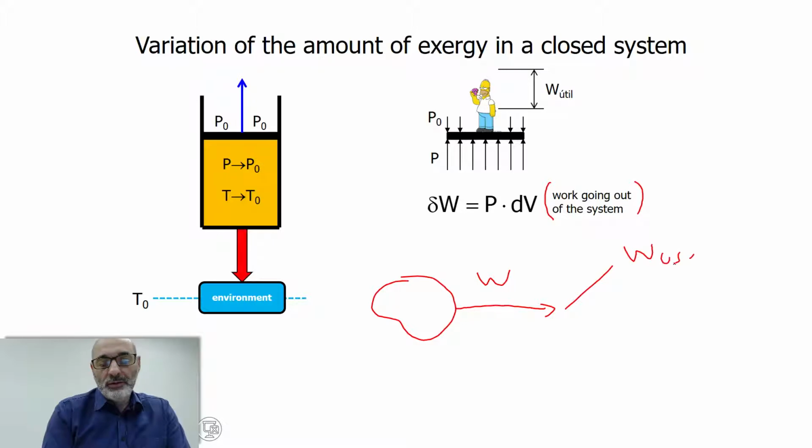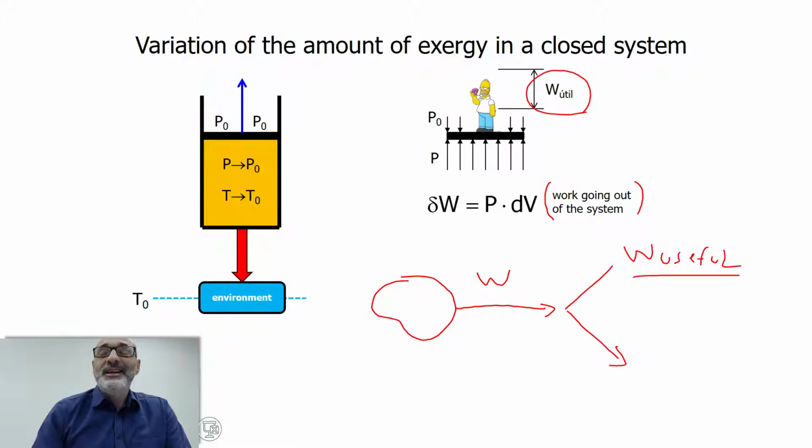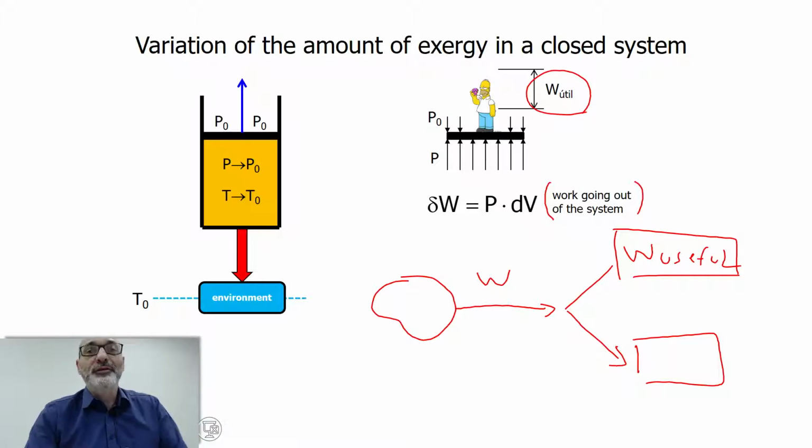With useful, I mean used in order to increase Homer Simpson's height. But part of this work is lost because, well, I'm not elaborating on that. We're trying to compress the atmosphere here. But part is not useful. So I'm going to calculate all these components and try to infer the definition of exergy from this analysis.